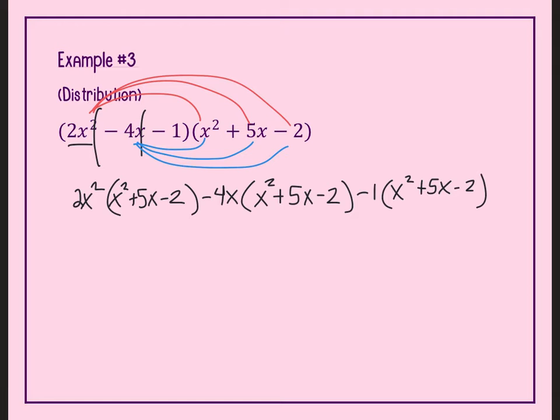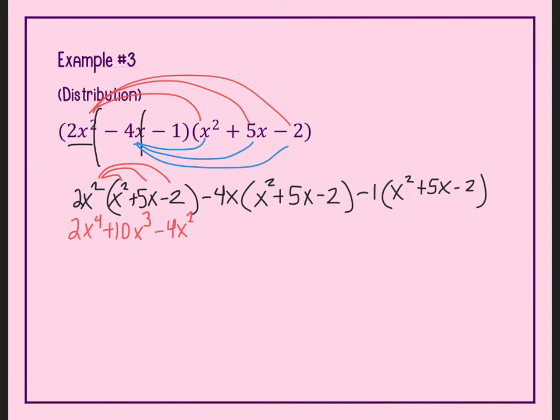Okay, so let's do this. Let's go ahead and distribute 2x times x squared. We're going to distribute the 2x. I get 2x to the 4th. Then I get 10x cubed. And I get negative 4x squared.